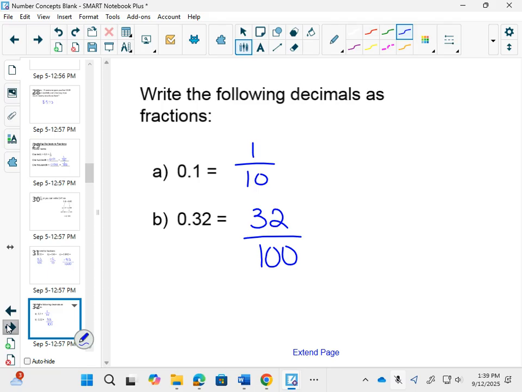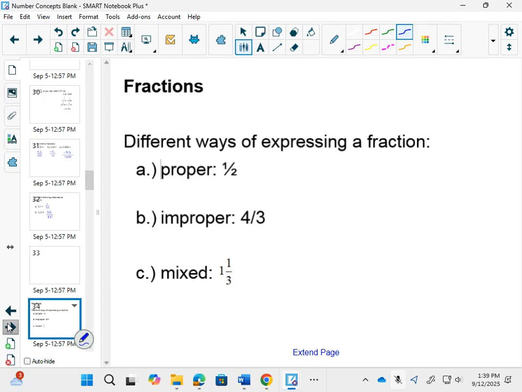All right, we're going to finish this page, and that's all we'll do for notes for today. So, what do we got left on this page? Next thing is dealing with some fractions. Now we know how to change decimals to fractions. And there are fractions that are called proper fractions, fractions that are called improper fractions, and fractions that are called mixed fractions.